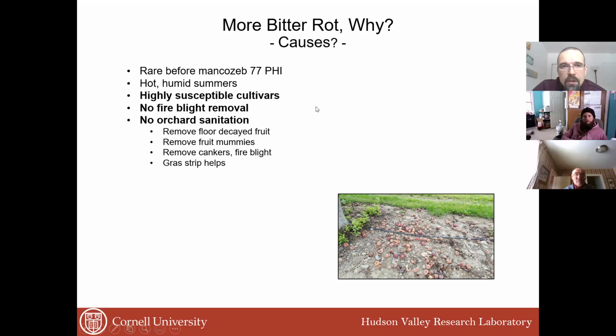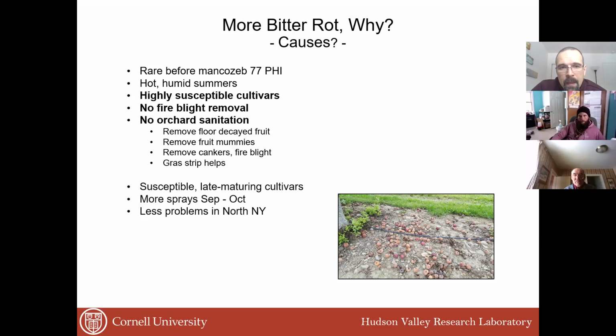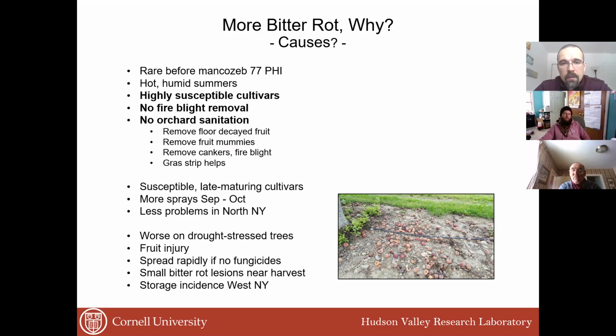We also see there's no orchard sanitation in many cases when the bitter rot occurs. And widely through the region, we see that late maturing cultivars can have more bitter rot because likely the fungicide residues are not being maintained up until harvest. And that actually is very important. However, north of Albany, there are just fewer problems with this disease, except in some pockets close to the Champlain Lake Valley and also close to the Ontario region. So we do see problems with it sometimes, but not as frequently as in the Hudson Valley region.